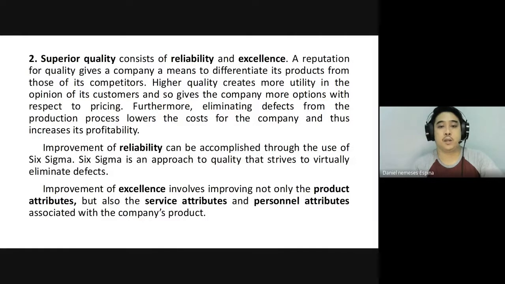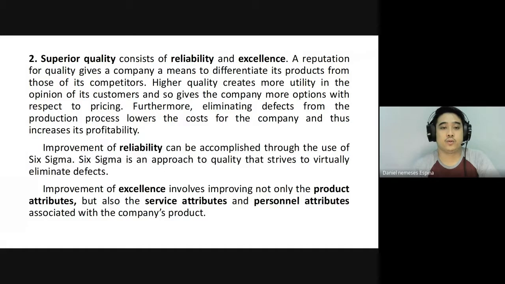directed towards the company. So higher quality creates more utility in the opinion of the customers. It also gives the company more options with respect to pricing. So the higher the quality of your products or services, there's more room as to the pricing sa iyong products. So you have more options with respect to increasing or decreasing your prices. Furthermore, eliminating defects from the production process lowers the cost for the company and thus increases the profitability.